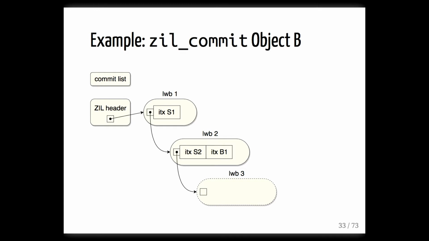So here, LWB1 and 2 have been issued to disk. As we can see, they have the solid line, and then LWB3 has a dashed line to indicate it's now the new open ZIL block. And this block will be used when writing out the next batch of ITXs.